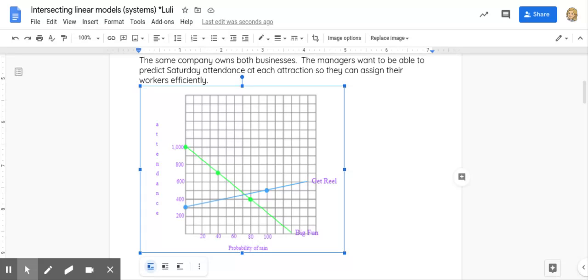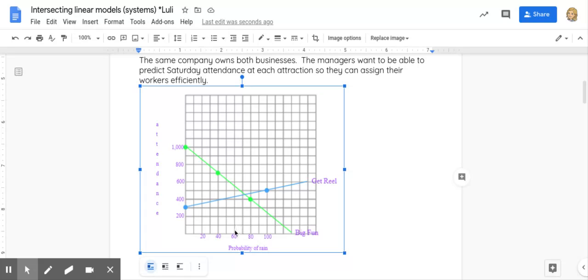Now, before Thanksgiving break, we were practicing this, and it was always a coordinate. So it landed right on one of those lines, and we could easily see where that spot is. This time it's a little different because it doesn't fall right on there. So we're going to do our best judgment and see what's the probability of rain.